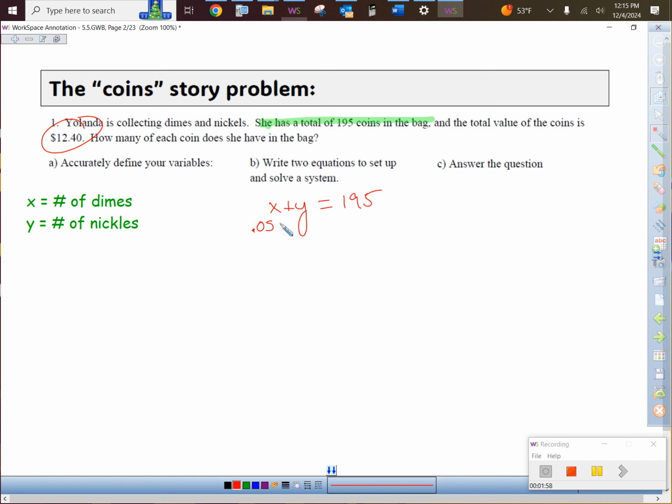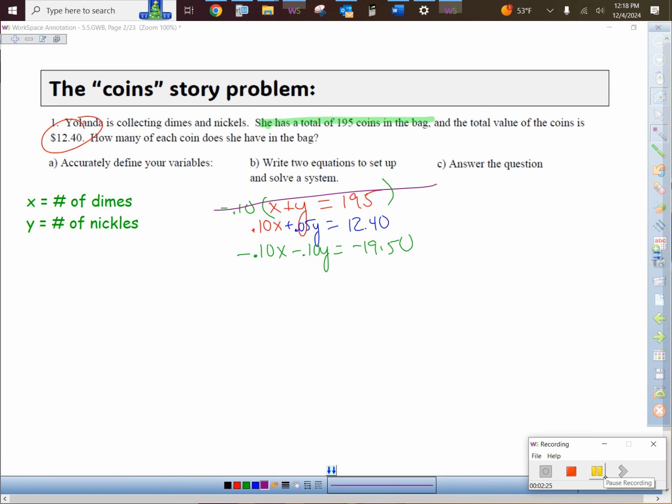Oh, my bad. X is dimes, so I just messed that up. How much is a dime worth? 0.10. So that's something that you might want to watch out for. So 10 cents for every dime plus 5 cents for every nickel, and shouldn't that add up to $12.40? How do you feel about that? How would you solve it? Substitution or elimination? Elimination. Please pause the video and get that done.